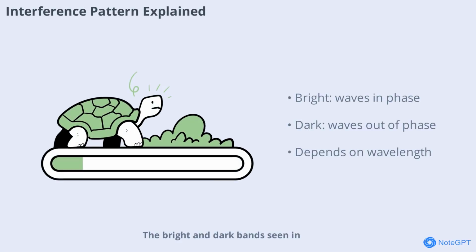Bright and dark bands seen in the double-slit experiment are called interference fringes. Bright fringes occur where the waves from both slits arrive in phase and reinforce each other. Dark fringes form where the waves arrive out of phase and cancel each other out. The spacing and intensity of these fringes depend on the wavelength of the light and the distance between the slits.